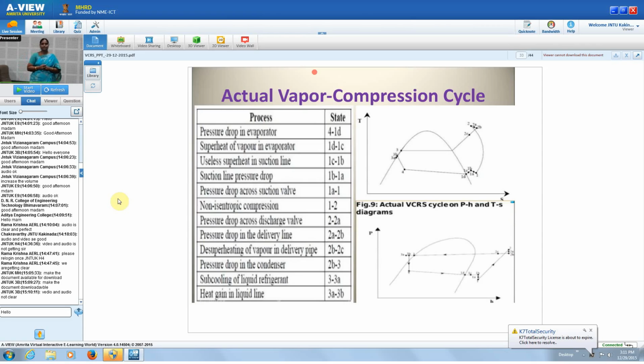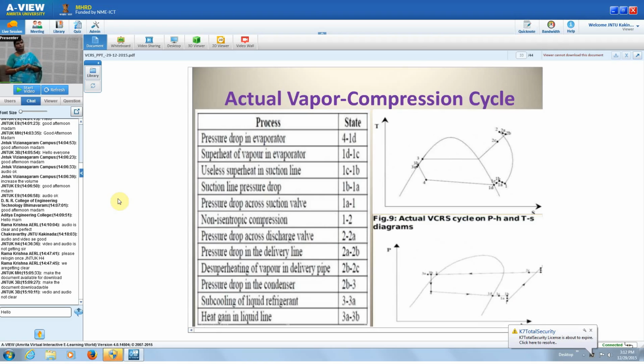Then from this diagram you can see the actual deviations compared with the previous one. So why? Because here it is clear, this picture? So here 1D is there, 1C, 1D, 1A, then comes 2, then 2B, 2A, 2C, and again 3, 3B, 3A.